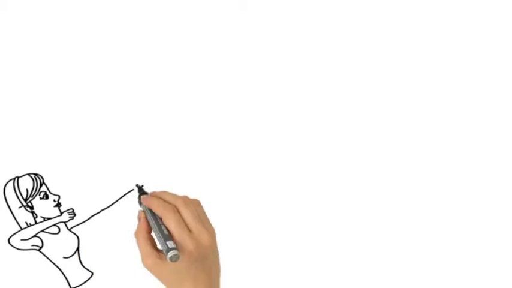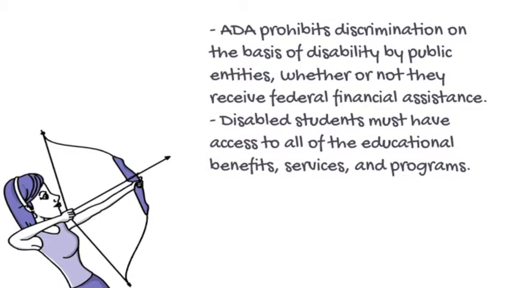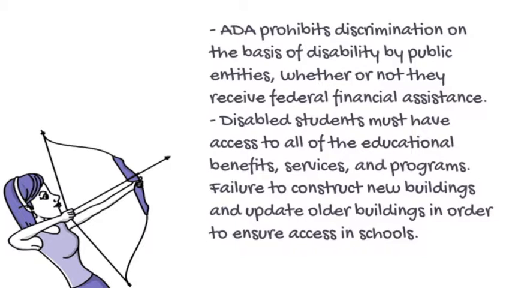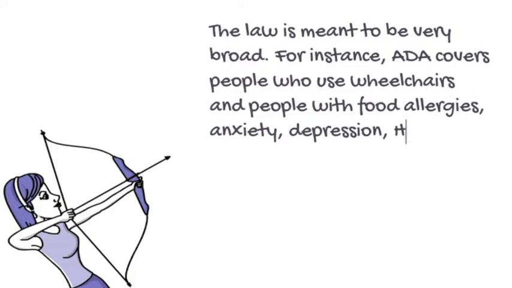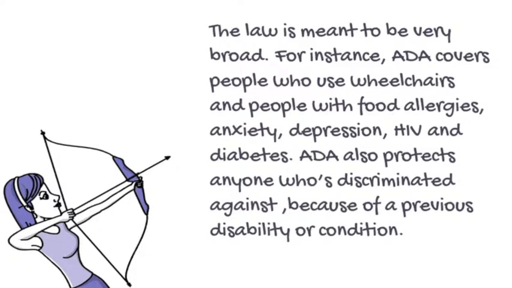Did you know that there are tax reductions for employers of people with disabilities? The ADA prohibits discrimination on the basis of disability by public entities, whether or not they receive federal financial assistance. Disabled students must have access to all of the educational benefits, services, and programs, and schools must construct new buildings and update older buildings in order to ensure access.